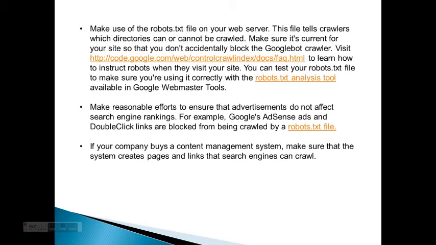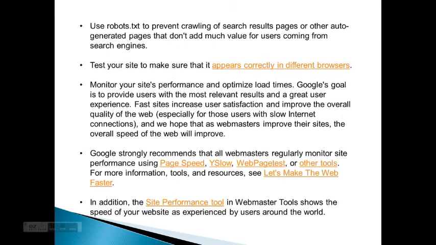Make reasonable efforts to ensure that advertisements do not affect search engine rankings. For example, Google's AdSense ads and DoubleClick links are blocked from being crawled by a robots.txt file. If your company buys a content management system, make sure that the system creates pages and links that search engines can crawl. Use robots.txt to prevent crawling of search results pages or other auto-generated pages that don't add much value for users coming from search engines. Test your site and make sure that it appears correctly in different browsers.